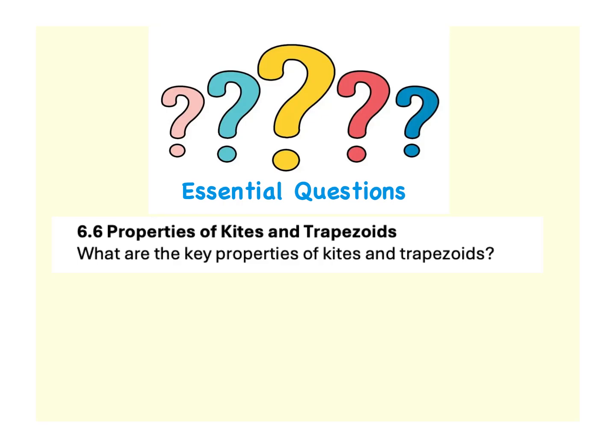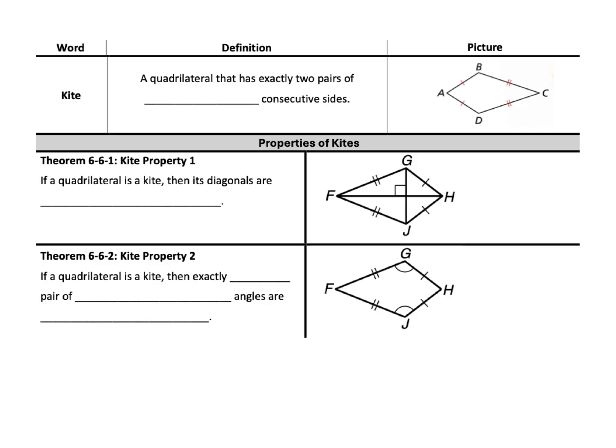Hello, in this video, we're going to be looking at the first part of lesson 6.6, which covers properties of kites. In the day 2 video, we'll look at properties of trapezoids. The essential question for this lesson is what are the key properties of kites and trapezoids? Let's start by defining a kite.